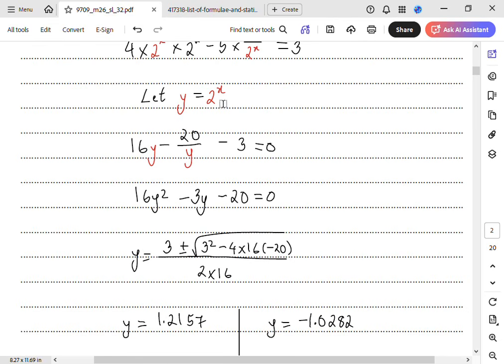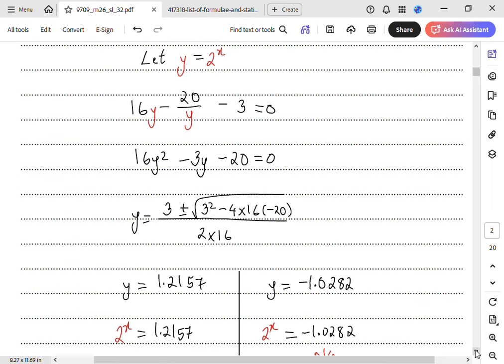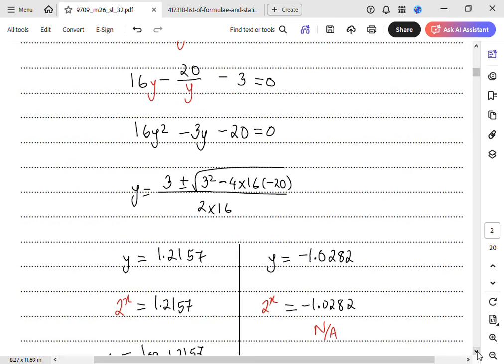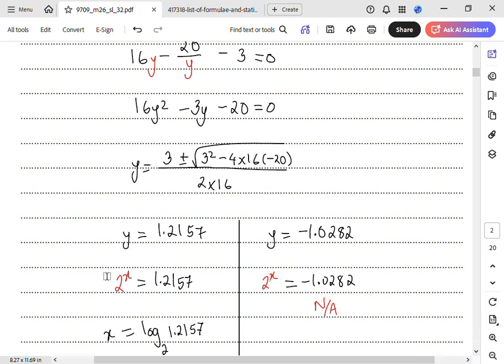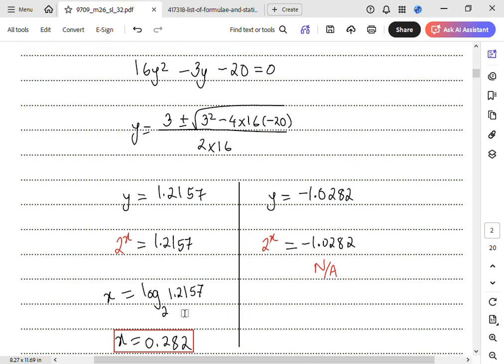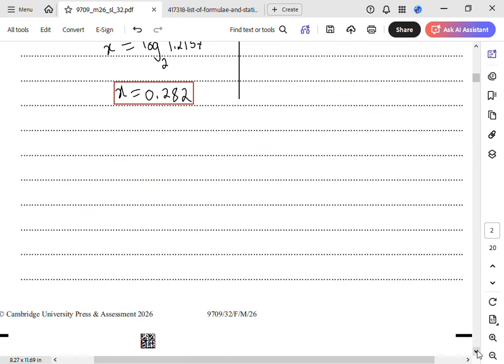Now I know that y is equal to 2 to the power x, so I could say that 2 to the power x is equal to 1.2157, right? And then I can take log on both sides, or I can turn this from exponential form into logarithmic form. So you get an answer for this. Since the other value is negative, you will not be able to find any solution for it. So you will only get one solution. And if you round it to three significant figures, you get 0.282.